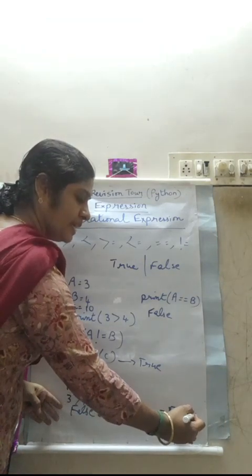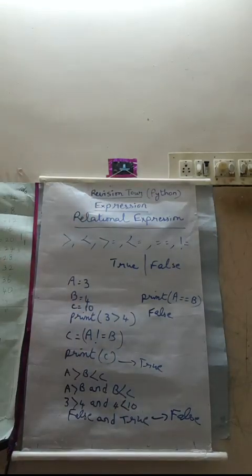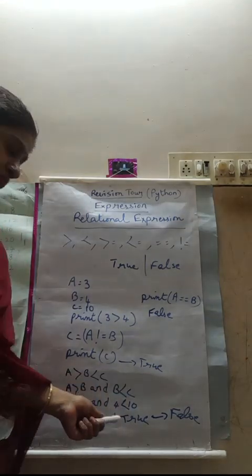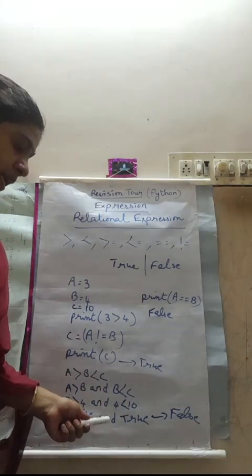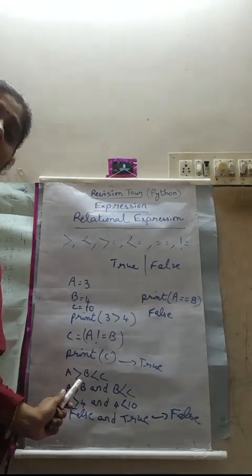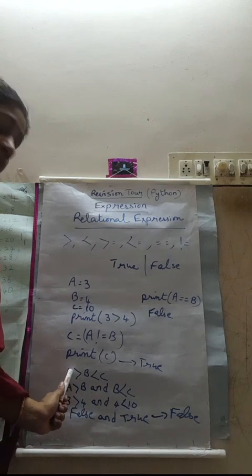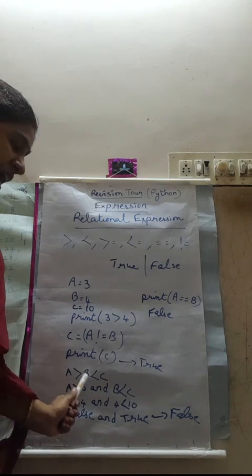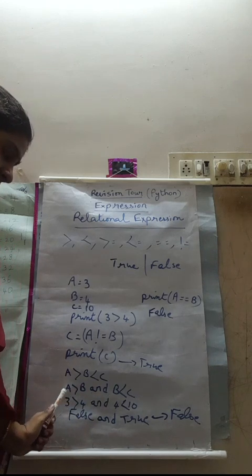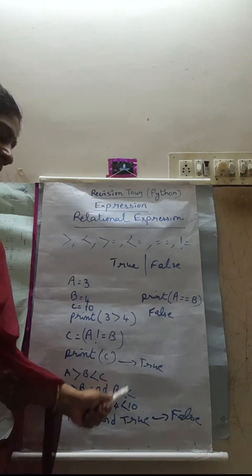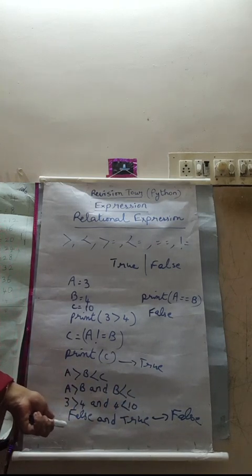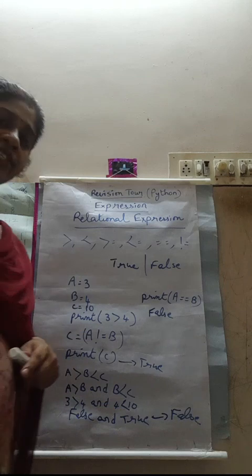This we will see when I explain the logical operators. I will explain that in depth. For now I am just saying, if you are given a chained expression like this, it will be evaluated like this: A is greater than B and B is less than C. So this is about relational expressions.